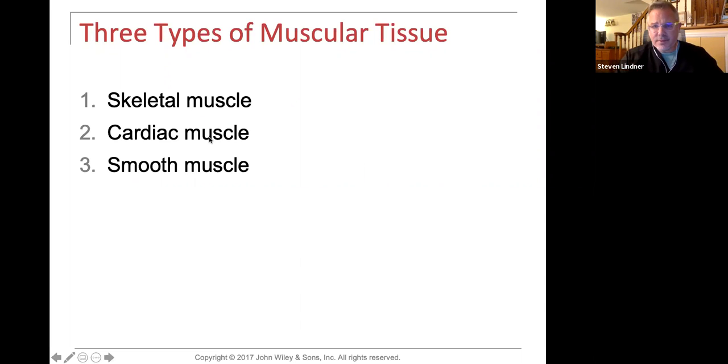Cardiac muscle referring to the heart, of course, and smooth muscle refers to the muscles that are around many organs, around uterus, around blood vessels, around the intestines, around the stomach, around arteries, things that you can't consciously control, but that can contract, that smooth muscle.